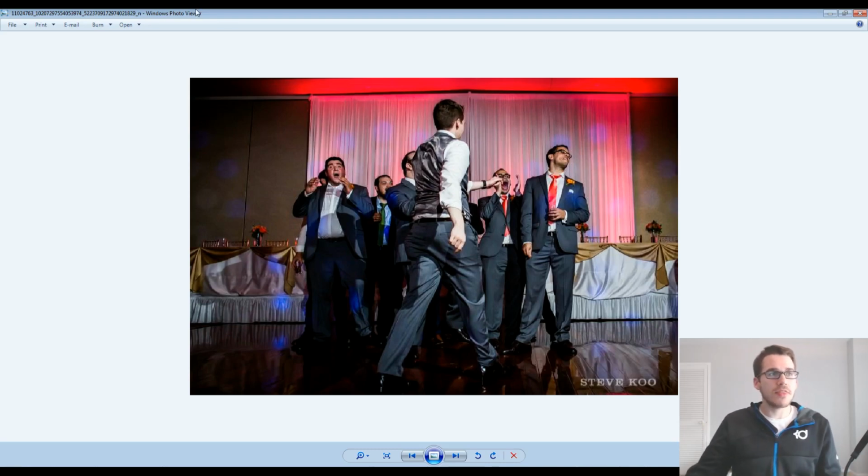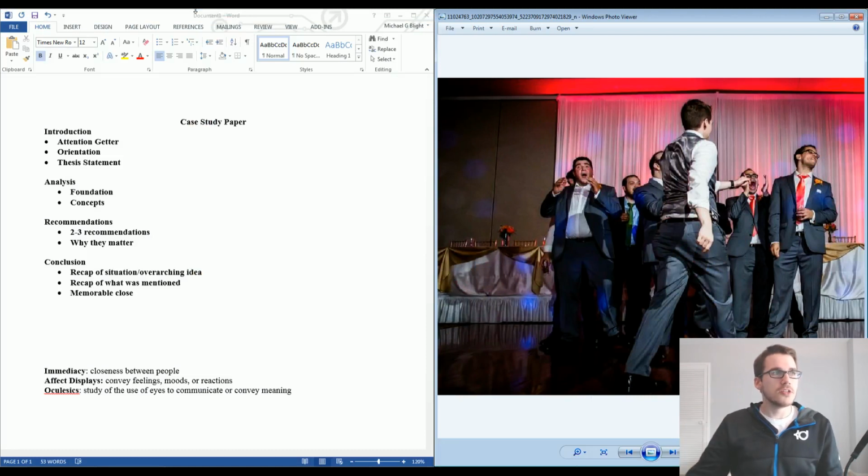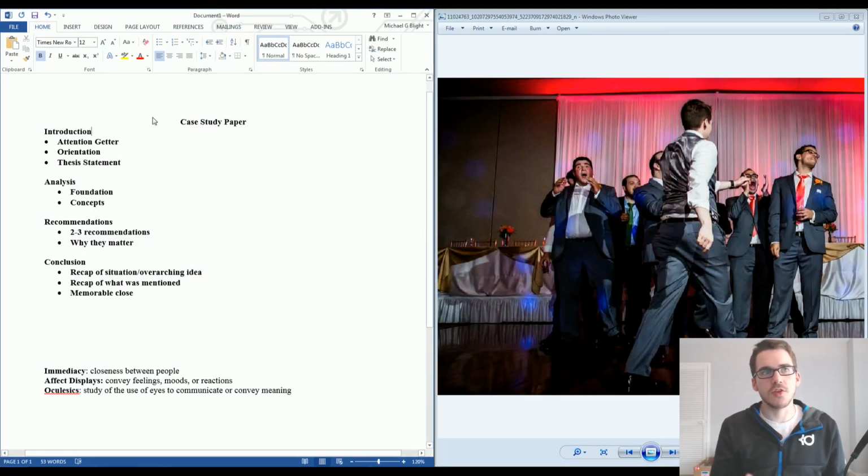So how do we apply this particular image to the case study paper? Well, it's easy for us to look at the nonverbal cues because we see a lot of them. And I went ahead and jotted down 3 concepts that I think are most prevalent within this. So starting from the very top, if this is the media, this is the example that I'm going to use, I should probably start with an attention-getting device that has some sort of correspondence to what we're talking about.